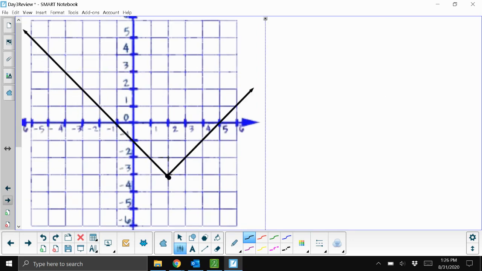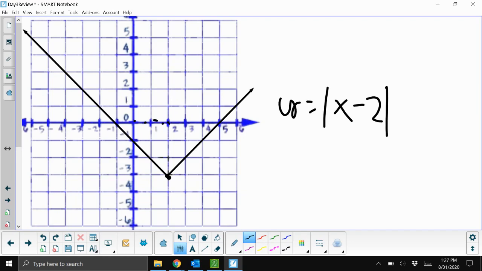All right, so how about this one? I'm not going to write it down again, but hopefully you see that the a value is 1 here. So we're just going to have absolute value of x something. So if we go, looks like we're going right 2. So that means you have to put a minus 2 there, right? Because the inside lies. And then down 3. Outside tells the truth. And that would be our answer.